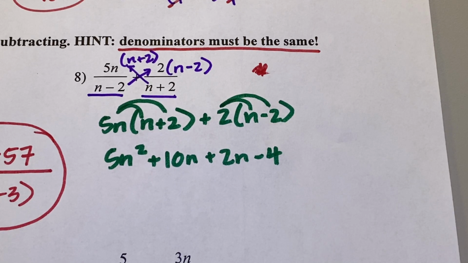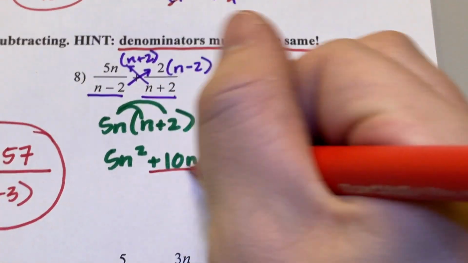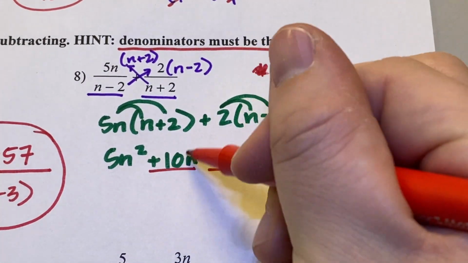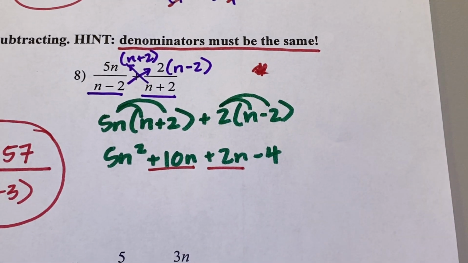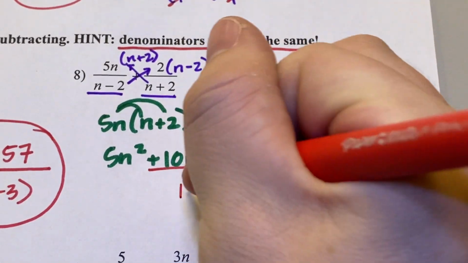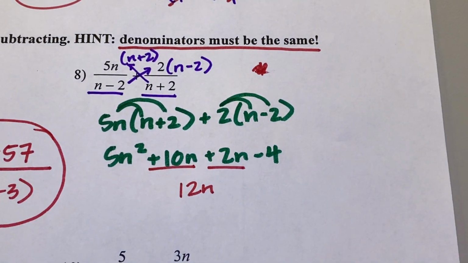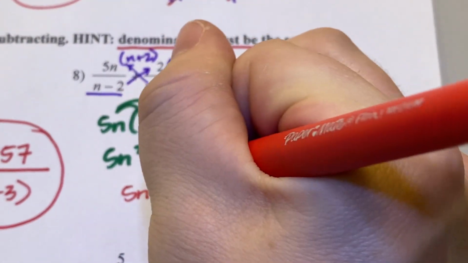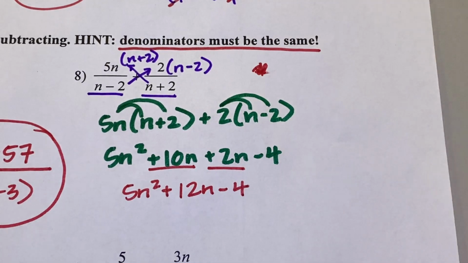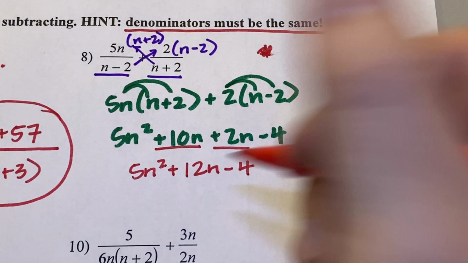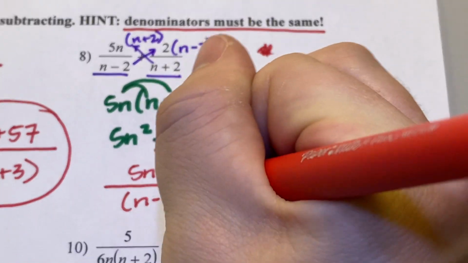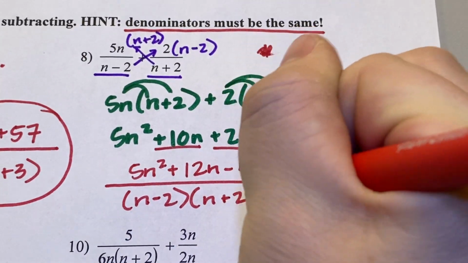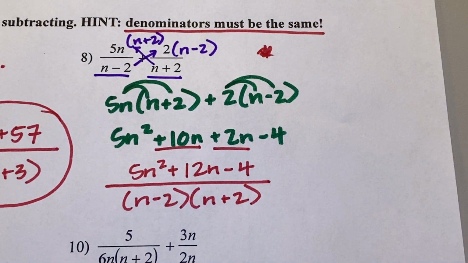Where are my like terms I can combine here, though? 10n and 2n. Nice, my terms with only the n's. So what is 10n plus 2n going to turn into? 12n. Beautiful. So we've got 12n right there. 5n squared we couldn't combine with anything. Negative 4 we couldn't combine with anything. There's our numerator. Let's put it over our denominator with both pieces, n minus 2 and n plus 2.